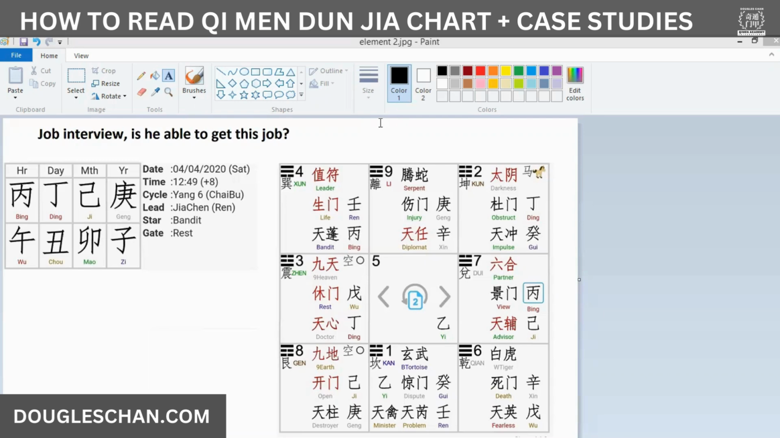So in Men Dun Jia, we have to see where the asker is. What is the asker? The asker is actually over here. This is a day stamp. First, we look at the 4 pillars over here. For the 4 pillars, we look at the day stamp, which is, take reference, pronounced as Ting.